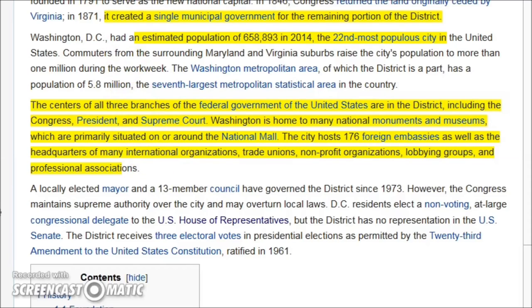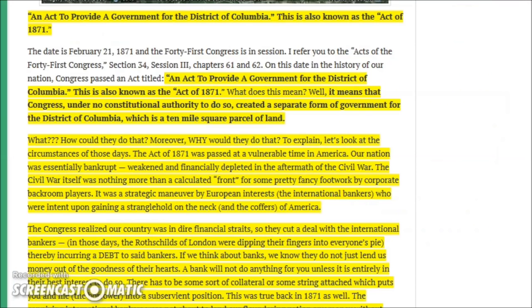All right, so I want to click over here and show you how the District of Columbia, Washington, got its name. But first, let's talk about what the act provided. This was the Organic Act of 1871, an act to provide a government for the District of Columbia.